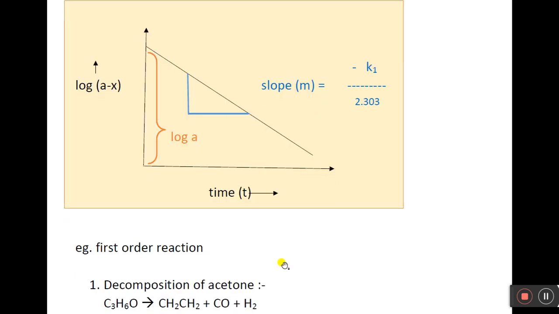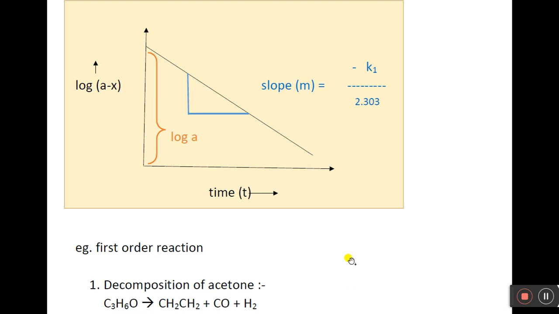Many times a question is asked: what is, or define, a first order reaction? Write down the characteristics of a first order reaction. It is a 4 marks question. 1 mark for the definition and 3 marks for the characteristics, one mark for each characteristic. Okay, clear? So we will stop here.